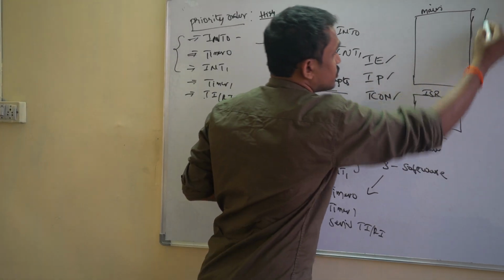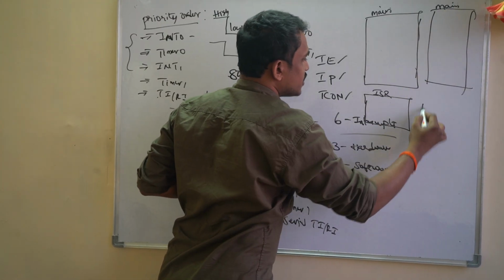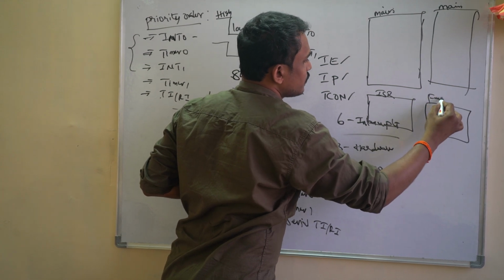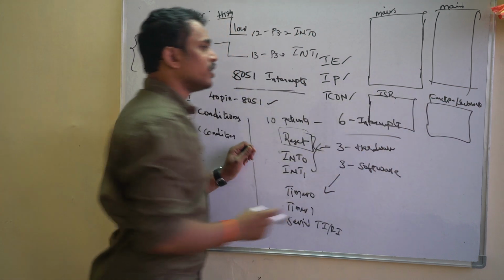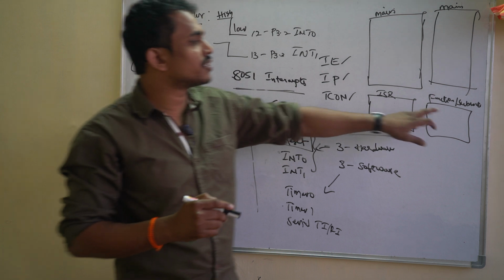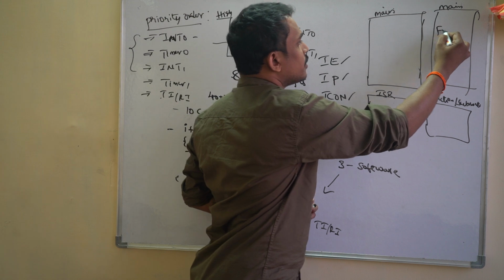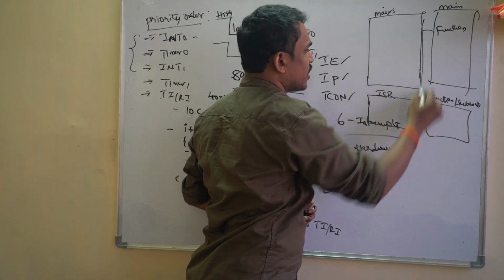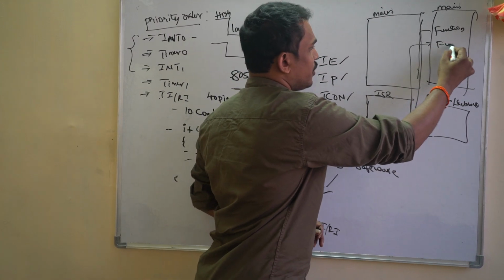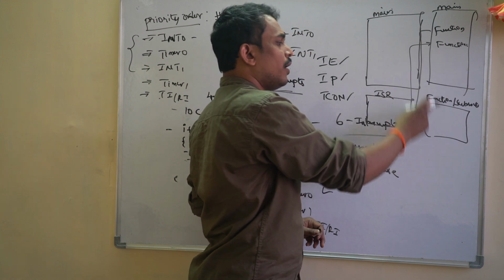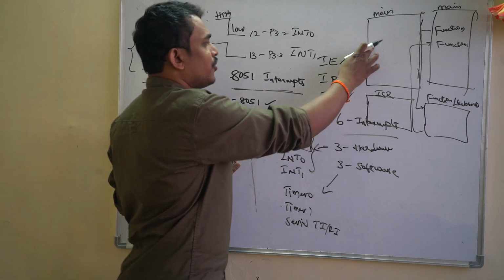In the same way, suppose there is a main program and there is a general function or subroutine. The difference between an ISR and a function or subroutine is that a function executes whenever you call it anywhere in the program. If I call it here, it will come to this function, execute, and go back. And whenever you call it again, it will come, execute, and go back. But an interrupt service routine is purely independent of the main program.